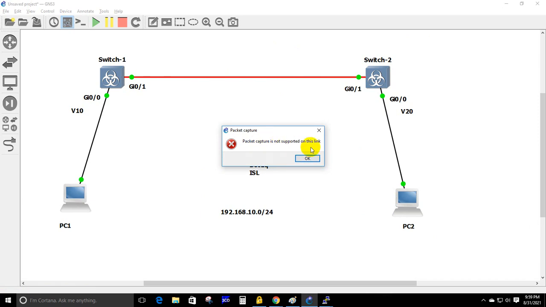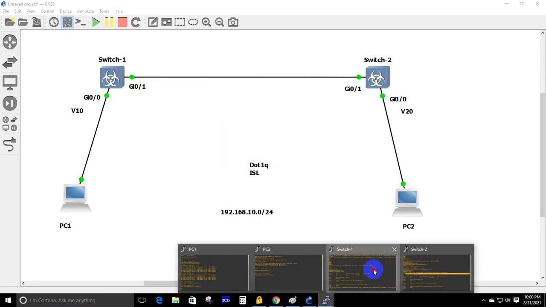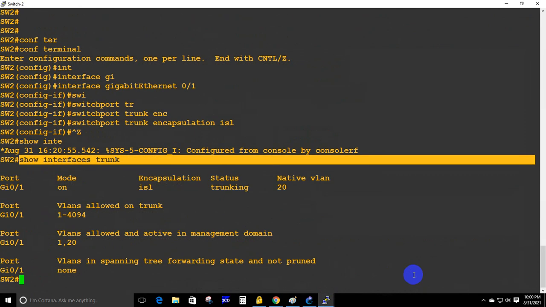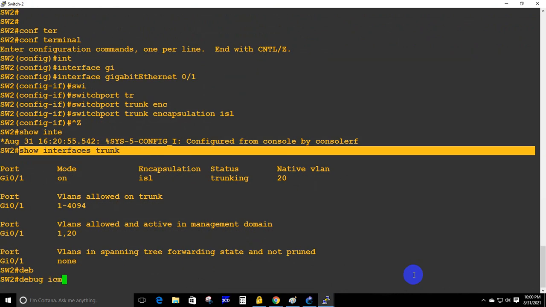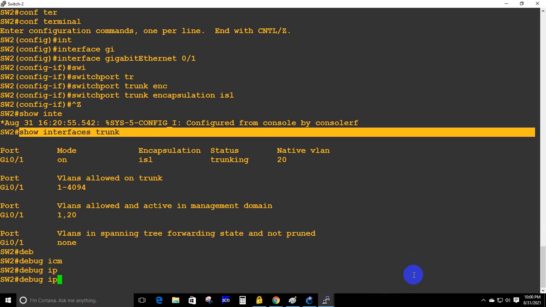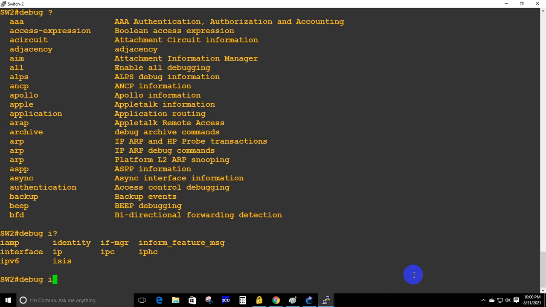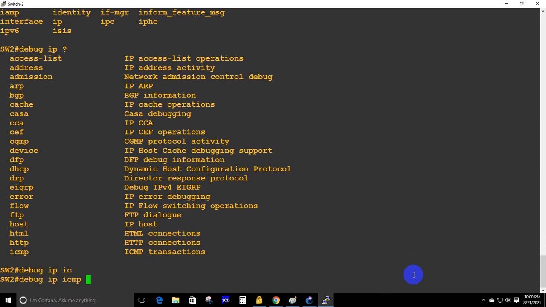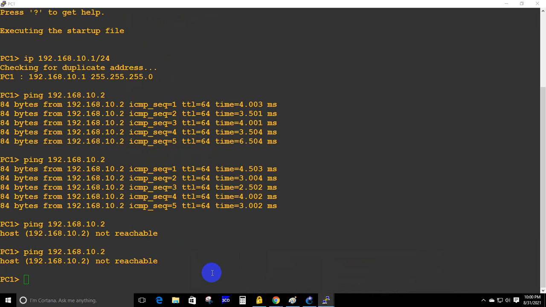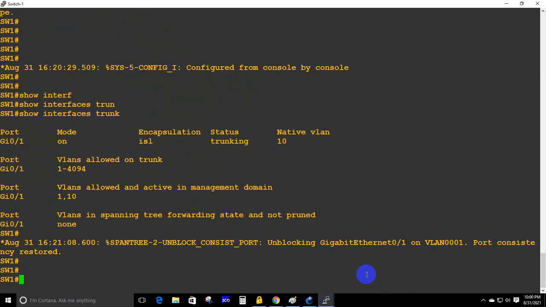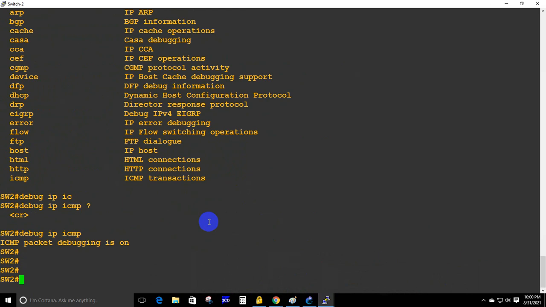Packet capture is not supported on this link. No, there is no debug output showing here. Okay.